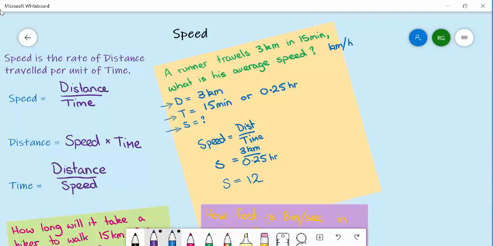So we have a speed of 12 kilometers per hour. Now notice that I wrote kilometers, the slash, which means per hour. Now you can also look at this and go, does that seem reasonable? Well, yes. I guess if you ran pretty quickly, you could run 12 kilometers in an hour.